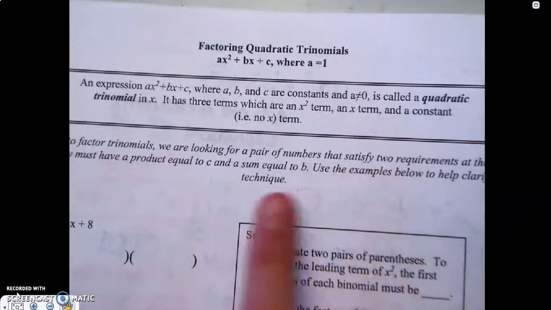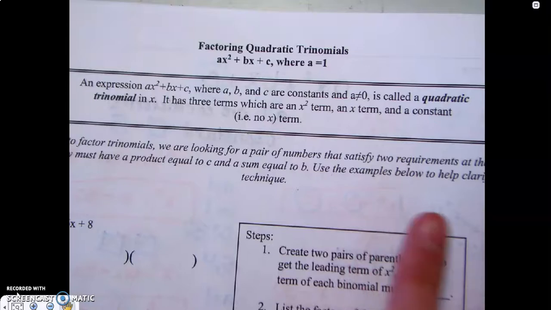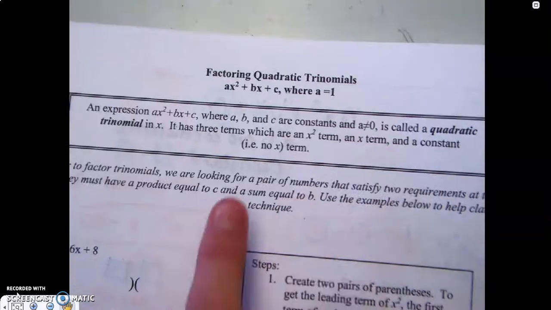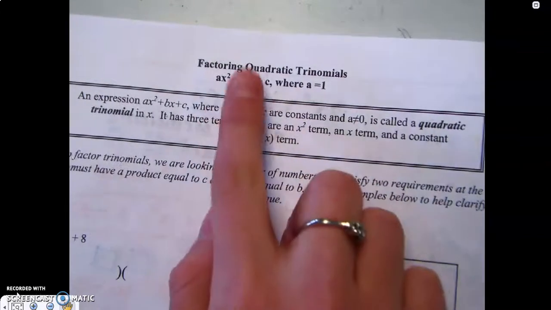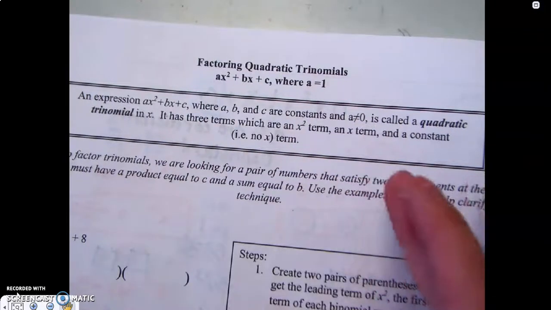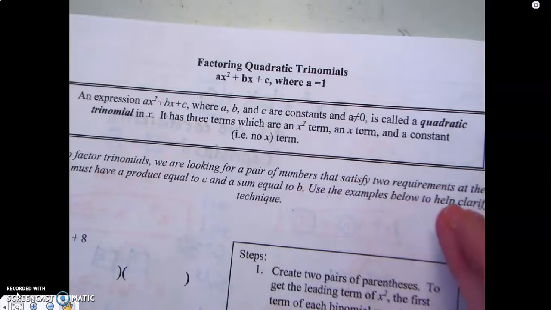So in order to factor trinomials, we are looking for a pair of numbers that satisfy 2 requirements at the same time. They must have a product equal to c, which is this number, and they must have a sum equal to b, which is that number. Use the examples below to help clarify this technique.